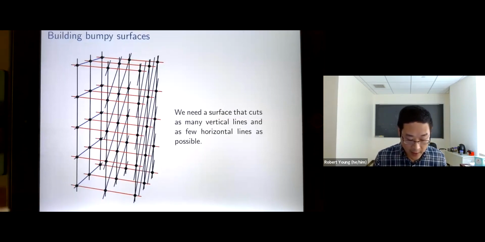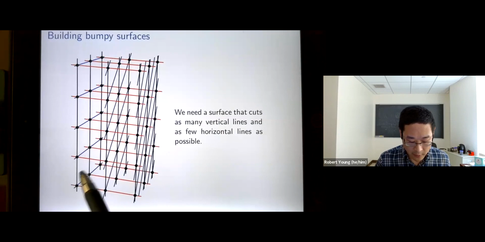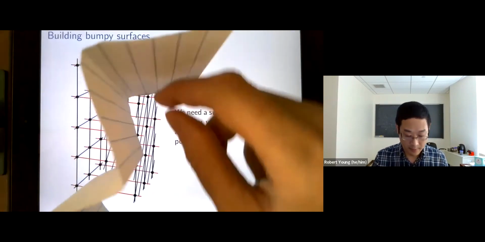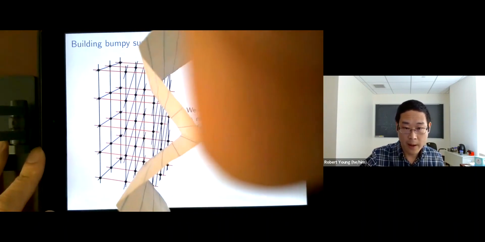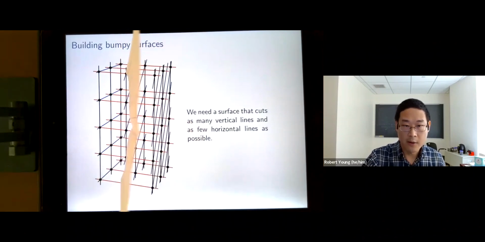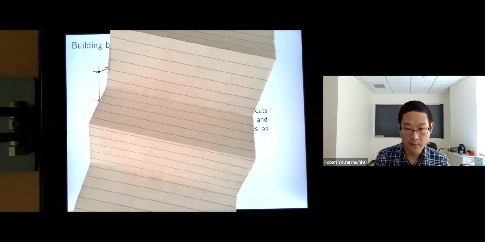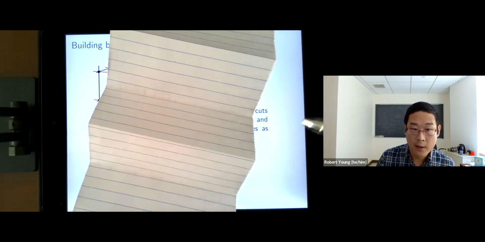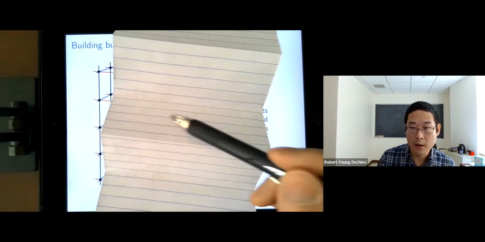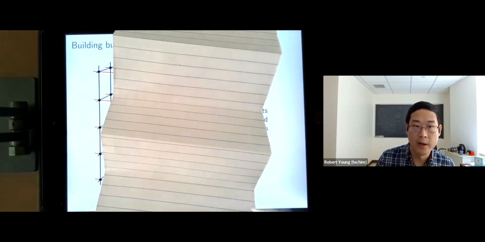It turns out that the best way to do that is to take this vertical plane and kind of introduce ridges along the horizontal lines. Basically, you end up with a sort of zigzag. I did not try this beforehand, but you end up with something like this. You have your plane, you perturb to add ridges along the horizontal lines. What you end up with is a sort of surface like this, where you have a lot of vertical lines crossing the surface, because if I take a vertical line, it's going to go in and out of all these ridges. But as long as we stay relatively close to our original vertical plane, the horizontal lines are going to go mostly along the ridges.